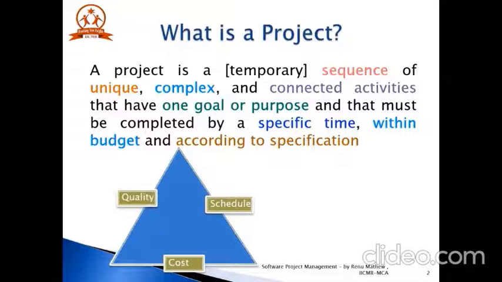A project is a temporary sequence of unique, complex, and connected activities that have one goal or purpose and that must be completed by a specific time within budget and according to specification. So the three aspects which need to be taken care of are the product quality, the schedule of the project, and the cost for developing the product. In other words, we can define a project as a well-defined task which is a collection of several operations done in order to achieve a goal. For example, software development and delivery.